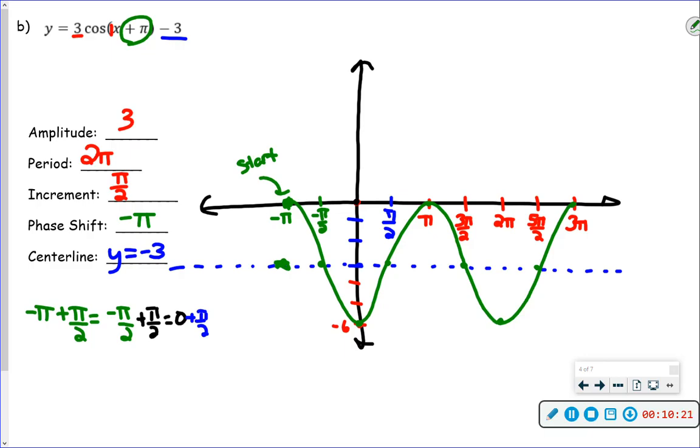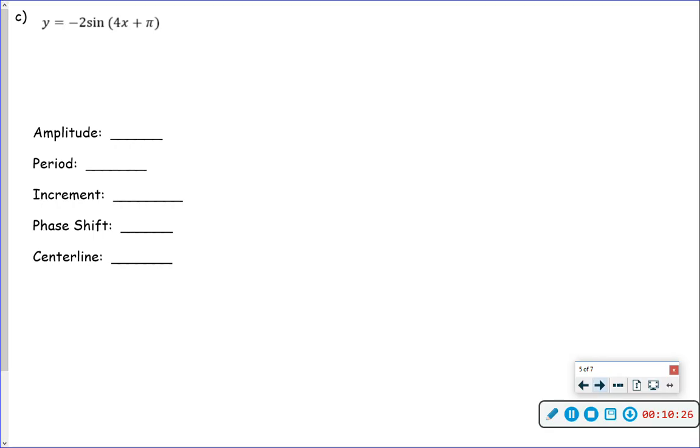All right, lots of transformations, lots of shifting. So let's take a look at this one. We've got a phase shift, of course. We're adding something to x and a negative for our lead coefficient. So we're going to have a reflection. So let's get all of this drawn.